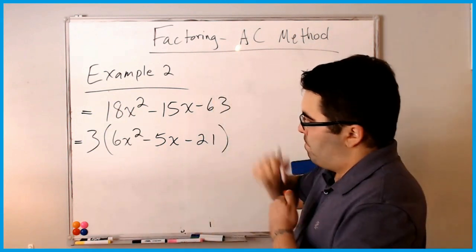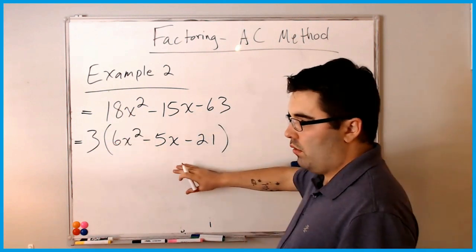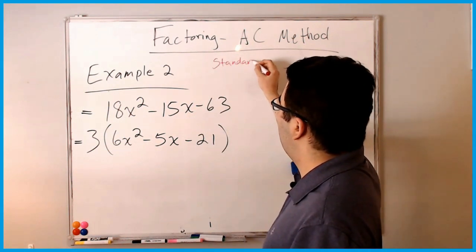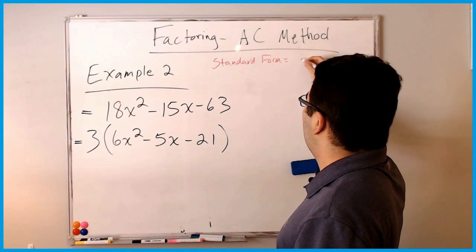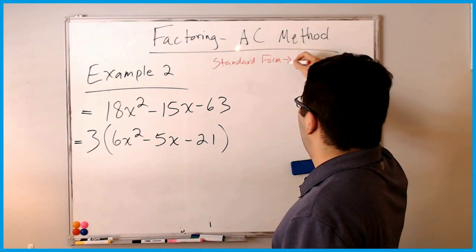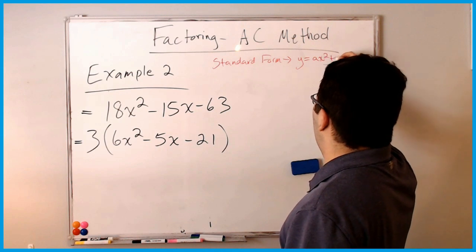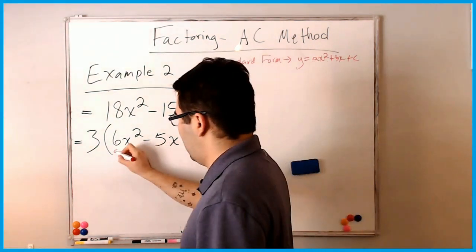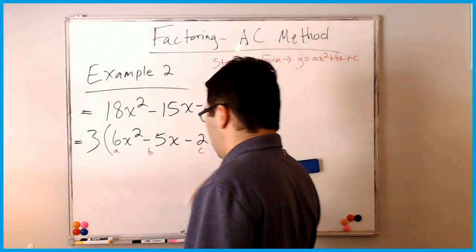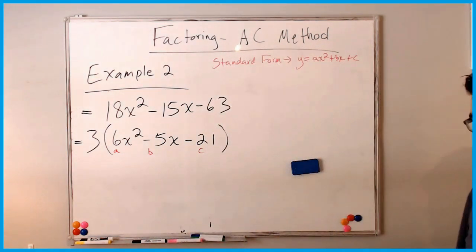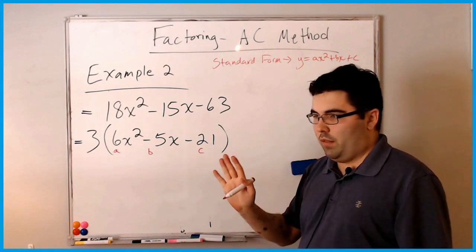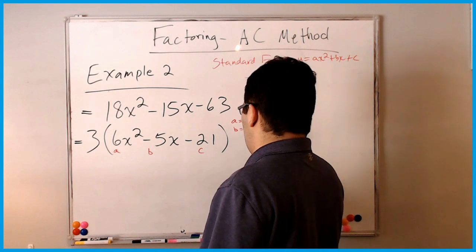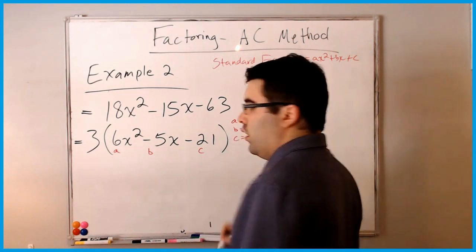So I'm going to label this now. Remember, you look at this as standard form. In standard form, I'll do an arrow, y equals ax squared plus bx plus c, just to kind of remind you. So I'm just going to label A, B, and C here. So A is this, B is this, C is this. Now what I'll usually tell students in classes to do, if you can do it this way, fine, by all means. But if it helps you to be like, my A is 6, my B is negative 5, and my C is negative 21, then do that.